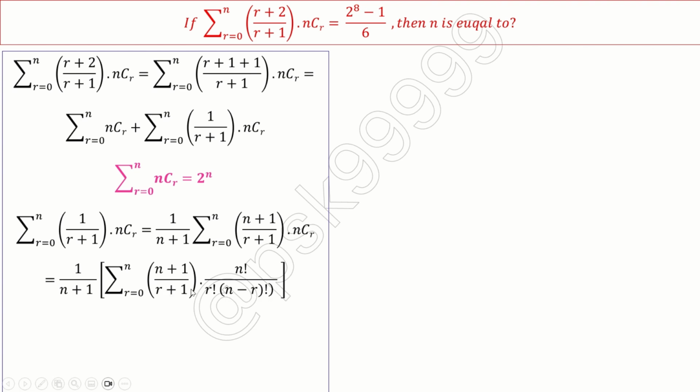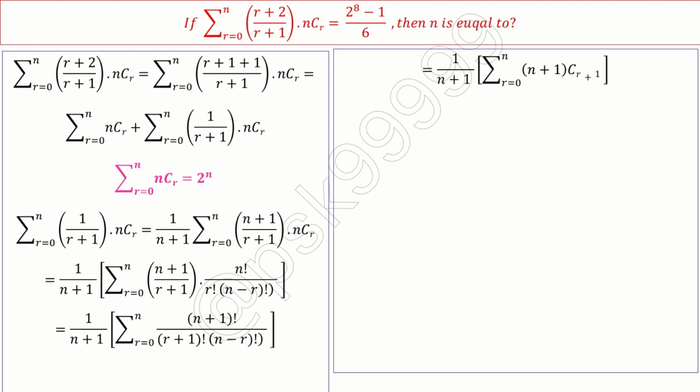Now if I combine this, it will become r plus 1 factorial into r plus 1, n plus 1 into n plus 1 factorial, and n minus r will remain the same, because n plus 1 minus r plus 1 is the same as n minus r, correct? So I can rewrite this as 1 by n plus 1 sigma n plus 1 C r plus 1, r is from 0 to n, correct?